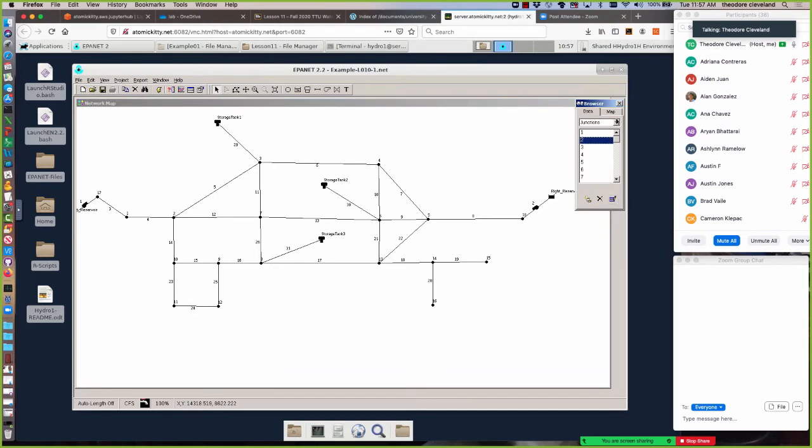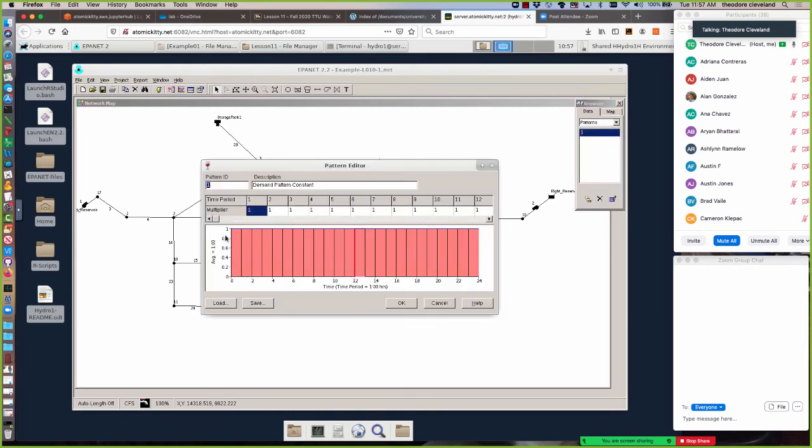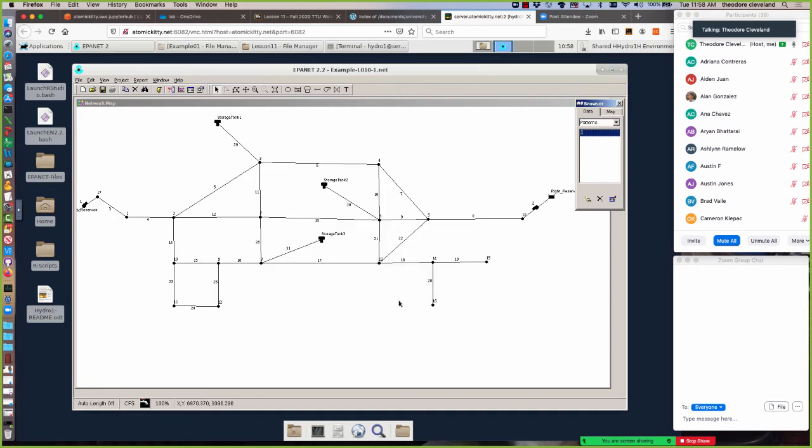I was looking for demand patterns, so we look at demand patterns. There's a demand pattern number 1 here. This demand pattern is not interesting at all. It says the multiplier is 1 at every time step. So if we run this, currently we have 0 changes in time. So I'll run the simulation.